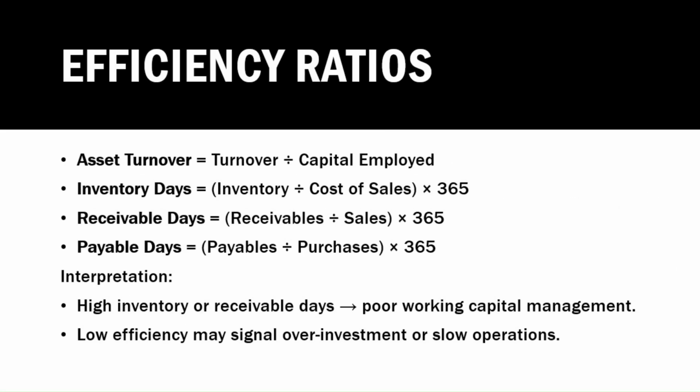Efficiency ratios measure how quickly resources turn into cash. Asset turnover equals turnover divided by capital employed. Inventory days equals inventory divided by cost of sales times 365. Receivable days equals receivables divided by sales times 365. Payable days equals payables divided by purchases times 365. High inventory or long receivable days tie up working capital. Very low figures might harm relationships or cause stockouts.